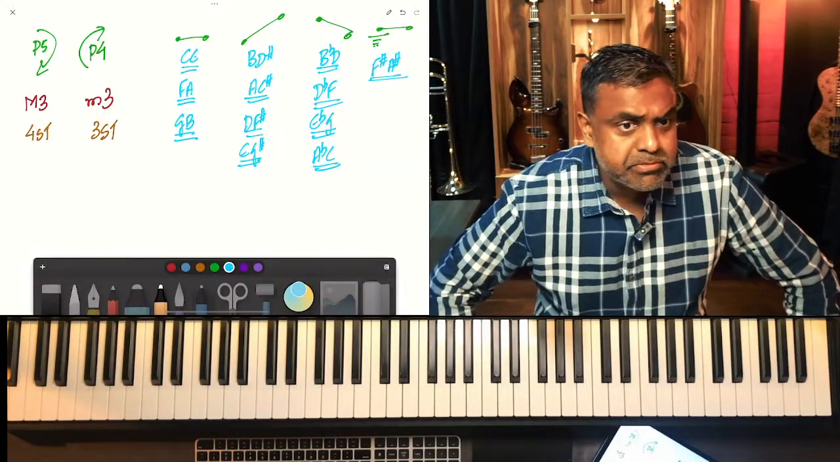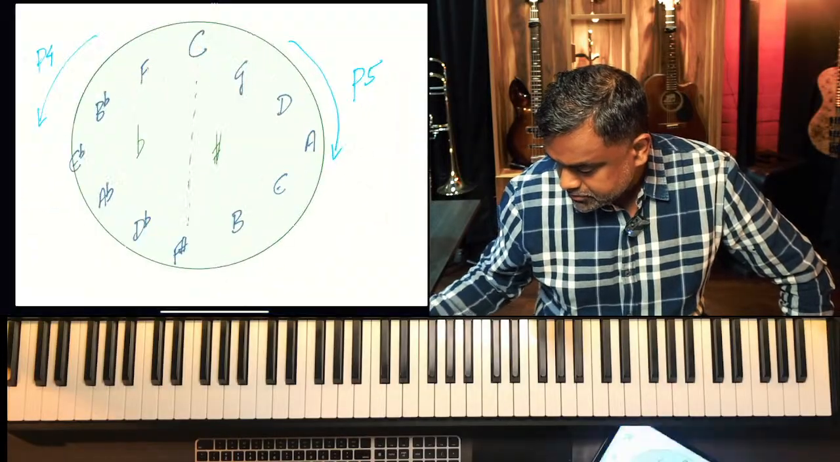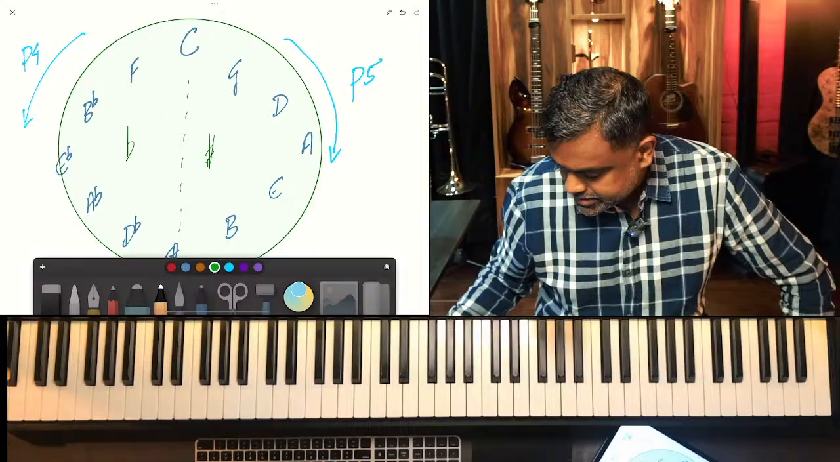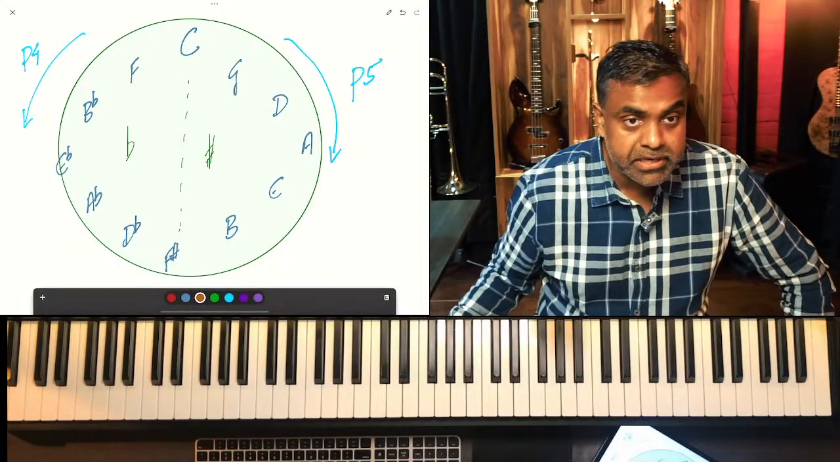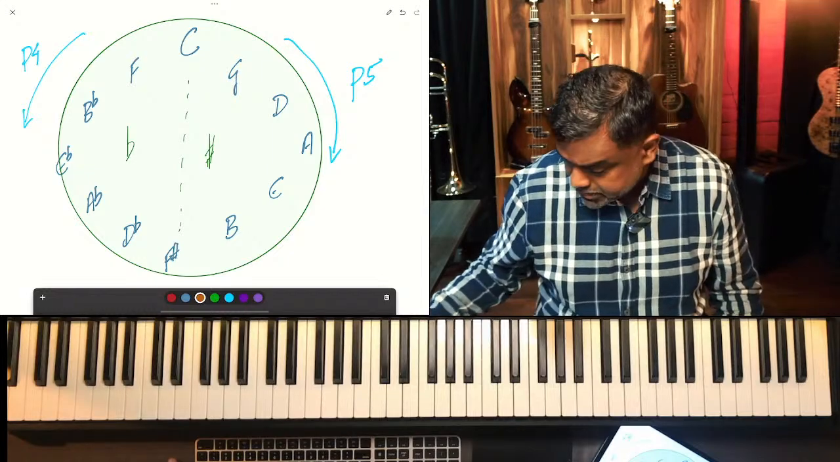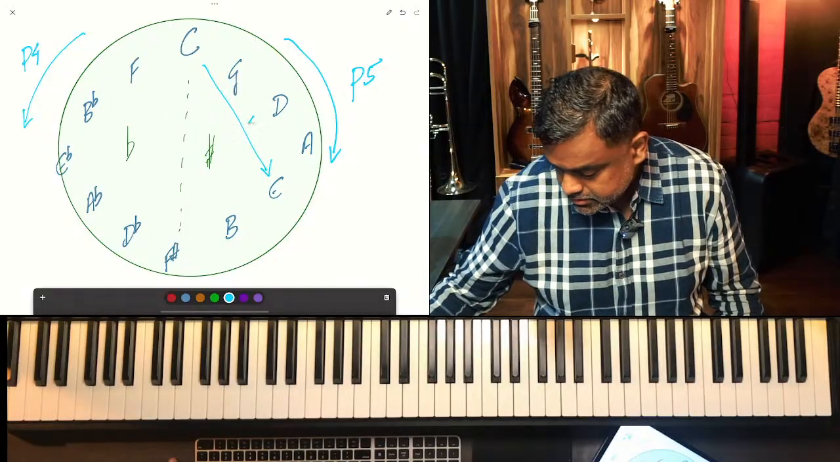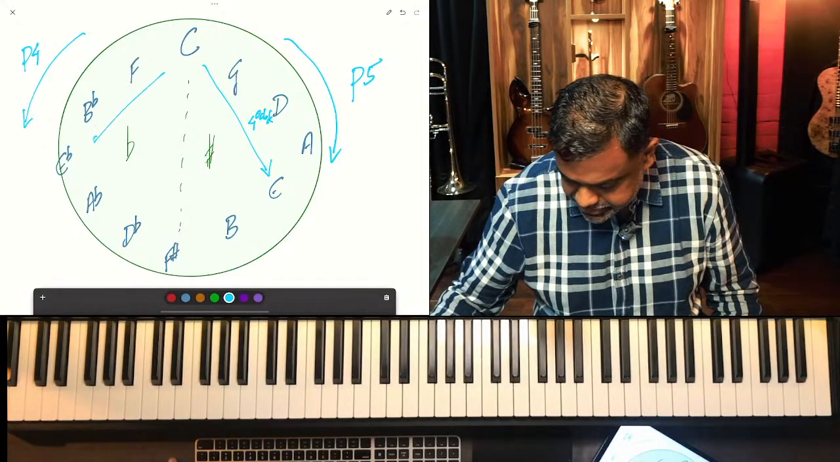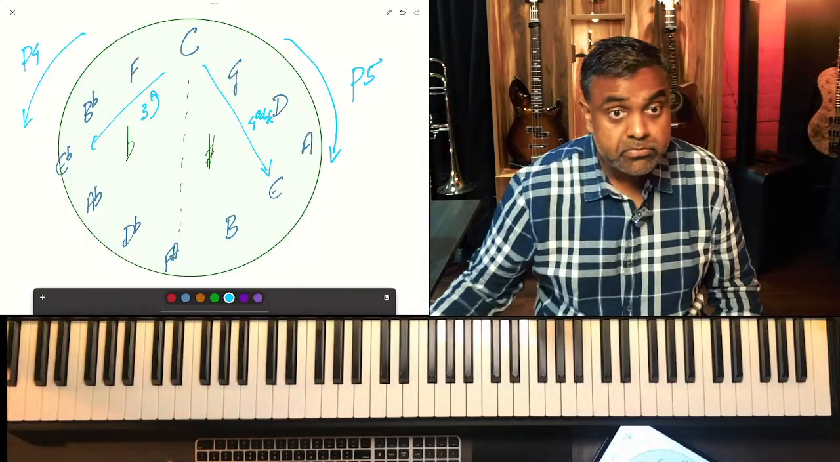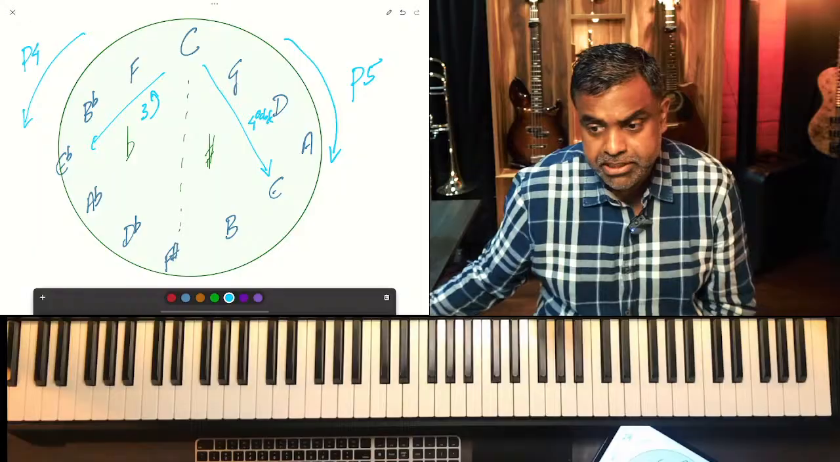Major thirds could be remembered like this. You could remember them as 4 steps, 3 steps, or if you still rely on your trusty circle of fifths, which I would encourage you to trust while practicing your instrument, the major third would basically be 4 o'clock from anywhere, okay, and the minor third will be 3 o'clock before.